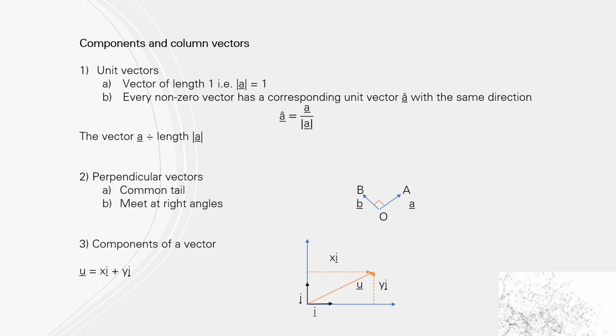Perpendicular vectors have a common tail and they meet at right angles. So the obvious thing about perpendicular is fine, but just the concept that they meet at right angles and they have the common tail.